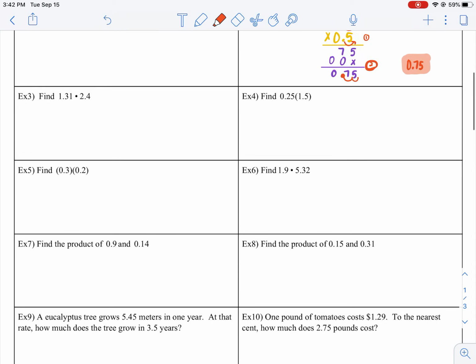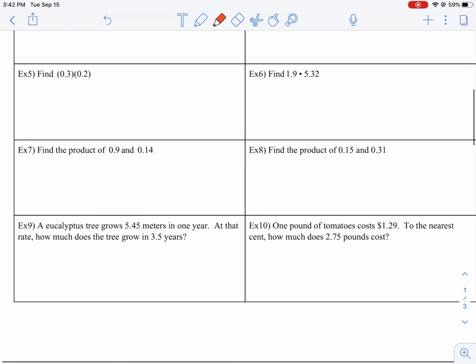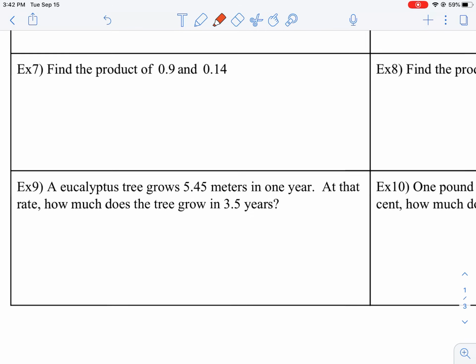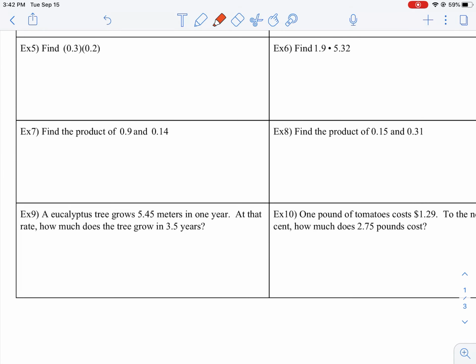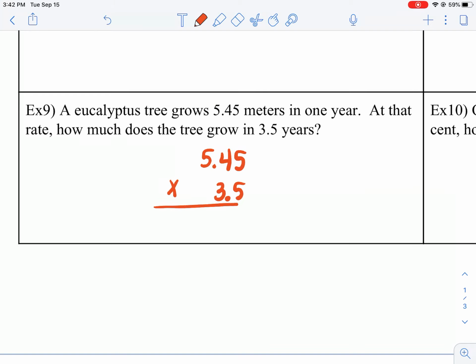Let's do 6. Oh, let's do the word problem, actually. We have a eucalyptus tree grows 5.45 meters in 1 year. At that rate, how much does a tree grow in 3.5 years? So our keyword in here is, the keyword was in the second one. So what we need to do is, if this is for 1 year, we need to know how much for 3.5 years. So we're going to multiply them together. So we have 5.45 times 3.5.